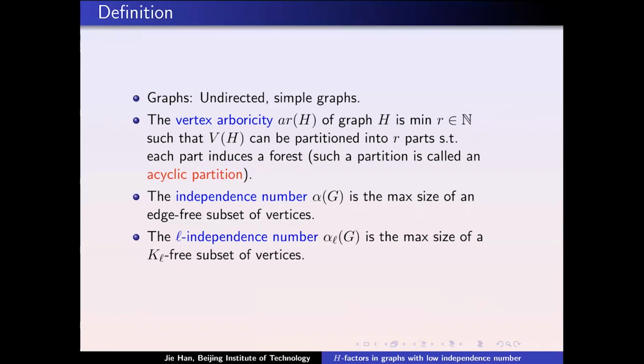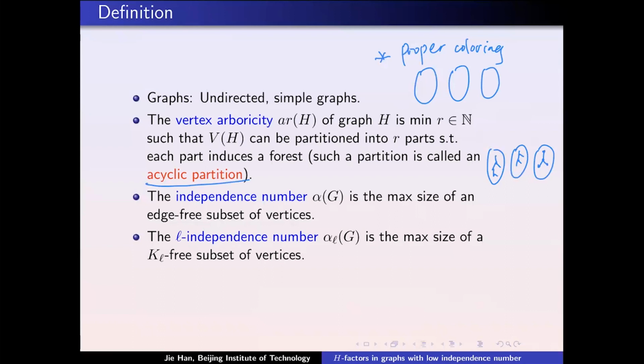You can compare it with proper coloring. Proper coloring means you partition the vertices into independent sets. But for vertex arboricity, we consider so-called acyclic partitions. Within each part, it could be a tree or a forest, but no cycle. We define AR(H) as the minimum number of parts needed to achieve such a partition. The independence number is the maximum size of an independent set in the graph. The L-independence number is the maximum size of a K_L-free subset of vertices. But we will touch only very little on this, and will focus on the independence number.